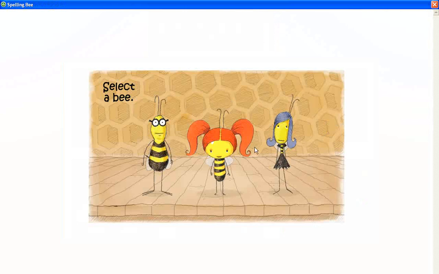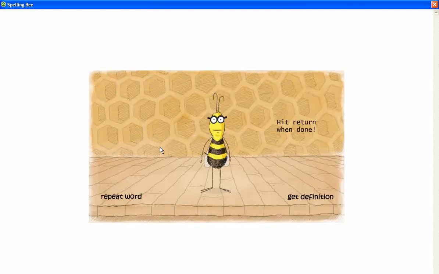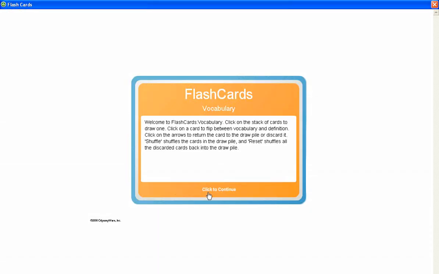Let's look at a sample. Spell the word cash crop. C-A-S-H, space, C-R-O-P. Flashcards allows students to easily review the words and their definitions.